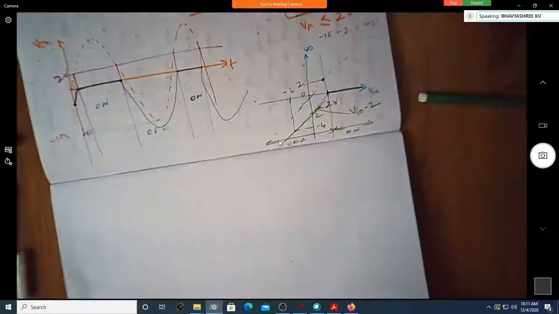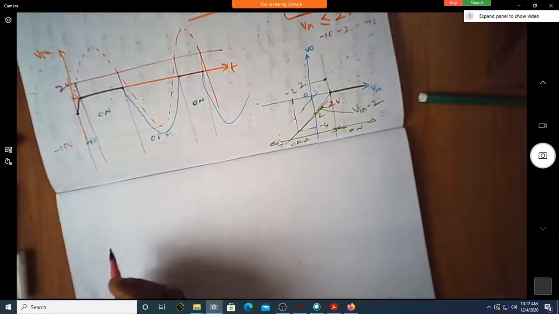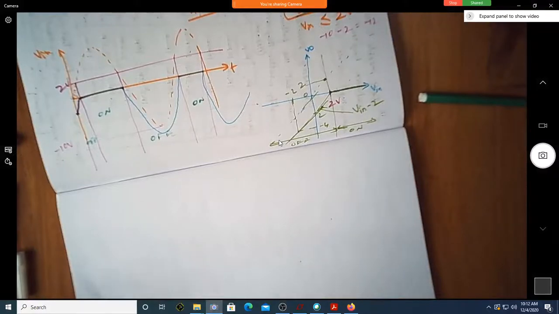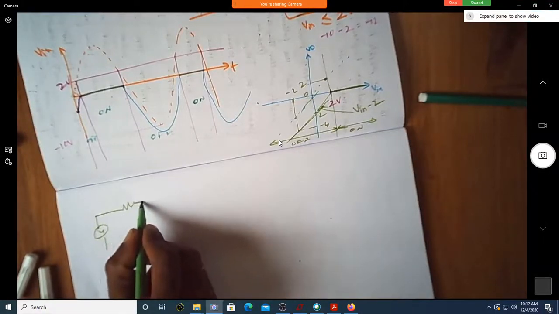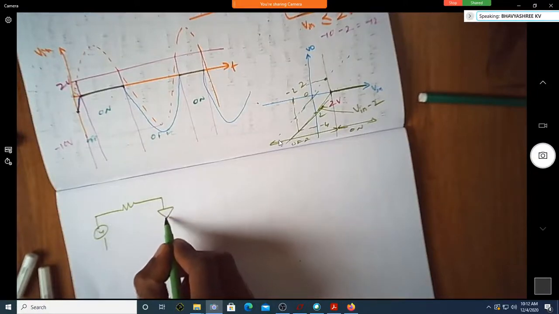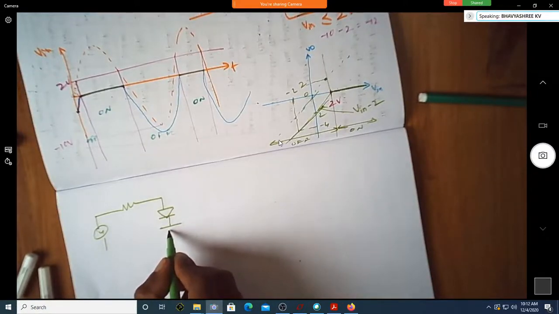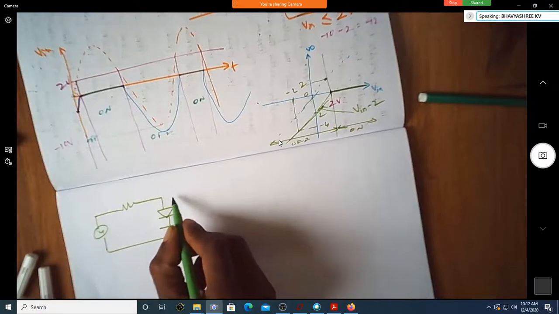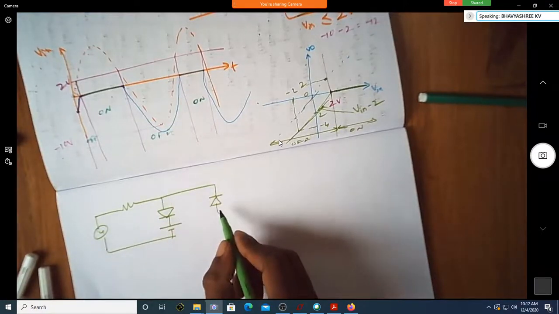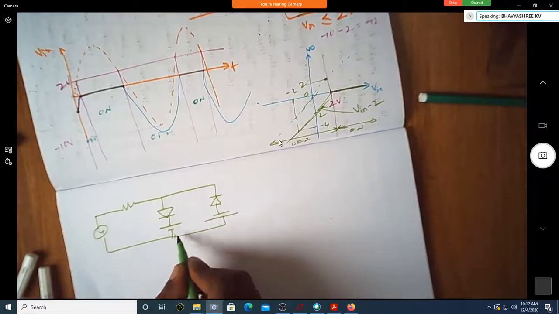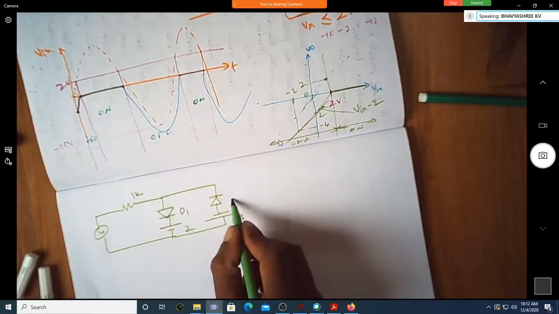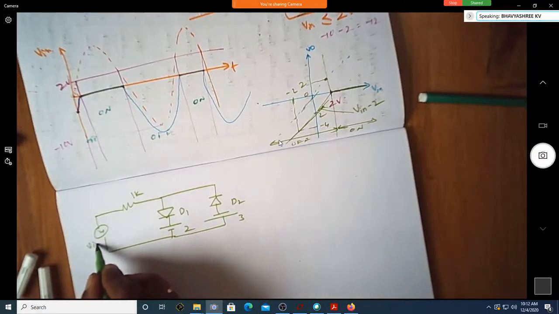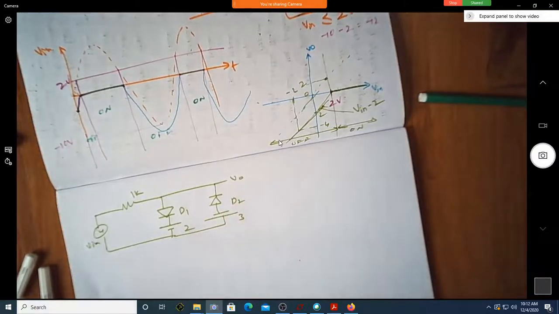Okay, I will go to one more different circuit, which is having two levels. That is exactly this circuit. This is 2 volt, this is 3 volt. This is 1K. Let me call it D1, D2. This is V in. You take V0 here. Correct.